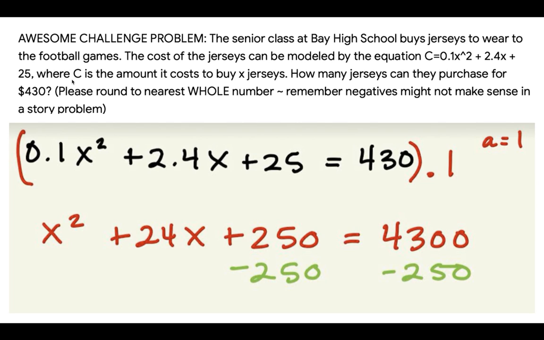430 is the cost, so I put 430 into the equation. Decimals and fractions, we both know how to use them, but I like to eliminate them, so I'm going to multiply by distributing 0.1 to everything in the equation, and I end with a nice trinomial. What I also notice, this trinomial is not a perfect square trinomial, so I'm going to subtract 250 from both sides.